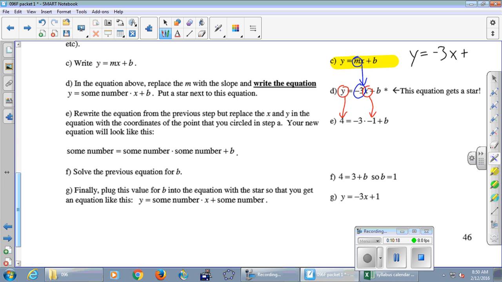And so the last thing, the final answer here, we go back to our starred equation, and we're just going to change the b to the number we found, which was 1. So the starred equation comes down here and becomes y equals negative 3x plus 1. And so that's our final answer down there. That's the equation.